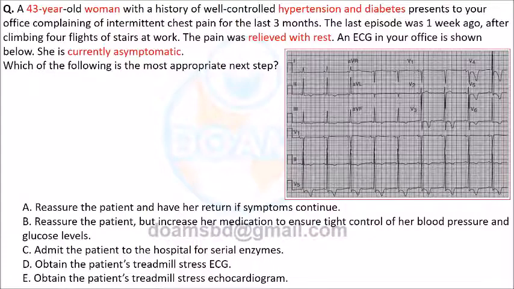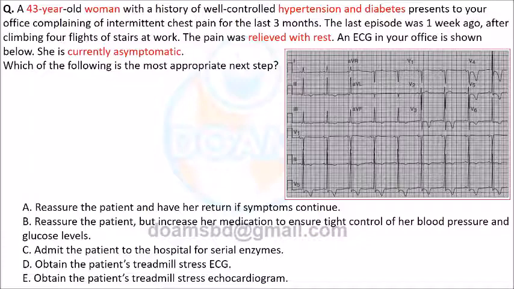Sir, option D: obtain the patient's treadmill stress ECG. What is your intention? That means to be more confirmed about the diagnosis. Yes, okay. It is one of the rational approaches. Any other? Any different opinion any doctor can think of? D.